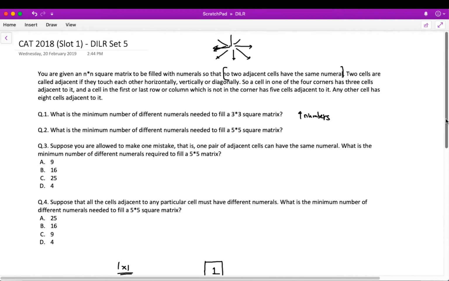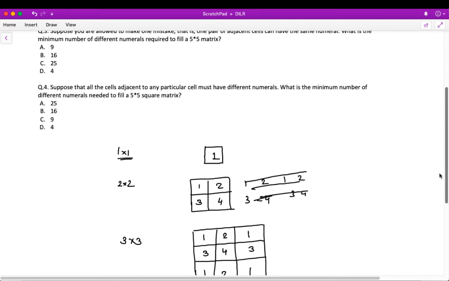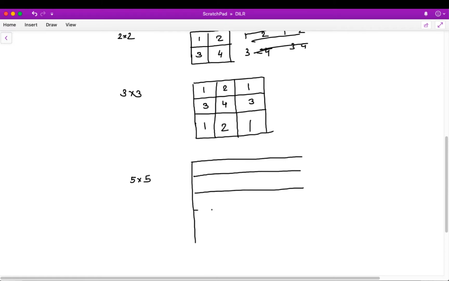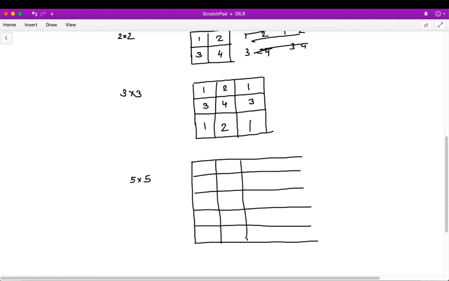So now let's go to the second question. Second question says, what is the minimum number of different numerals needed to fill a 5x5 square matrix? So 5x5 square matrix, again very similar to what we have done, but let's just draw the matrix and we will see. So I'll just draw this, make the columns, and of course 1, 2, 3, 4, and of course is the last one, right?